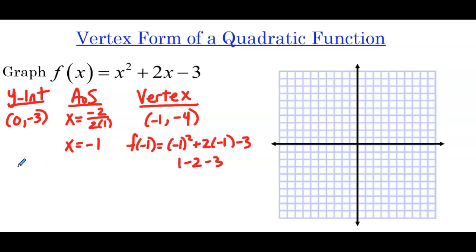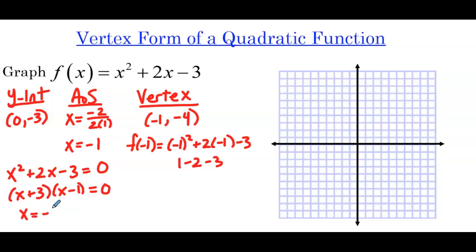We also need the x-intercepts, and those occur when y equals 0. So we'll set the quadratic equal to 0. We can factor: x plus 3 times x minus 1 equals 0. So either x equals negative 3 or x equals 1. So the x-intercepts are (-3, 0) and (1, 0).